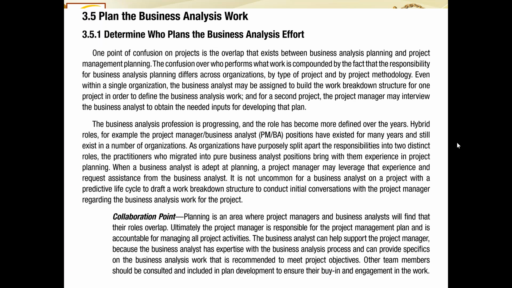Business analyst is not responsible for creating the project management plan, but he can always be a great help for the project manager because the business analyst has expertise with the business analysis process and can provide specifics on the business analysis work that is recommended to meet project objectives. Other team members should be consulted and included in plan development to ensure their buy-in and engagement in the work. But you have very clearly seen that they have to work together, and project manager has to learn a lot from the business analyst.